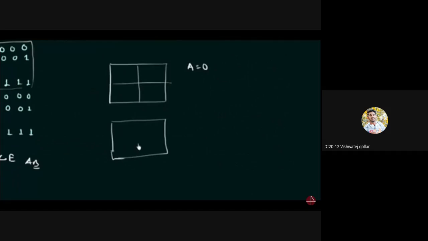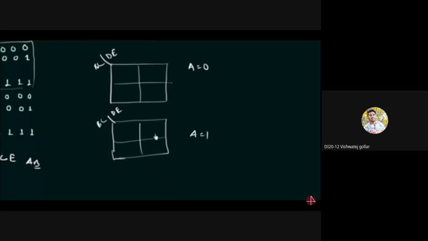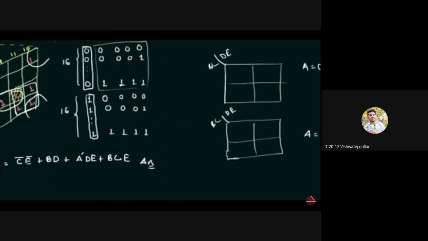First, you make the 4 variable K map. Assign A as 0 for this particular 4 variable K map, and then make another 4 variable K map in which A is 1, and just write B, C, D, E as we did in a 4 variable K map, and then combine the ones. But you must have a good imagination, and at the same time you must have good practice to do the combination in this 2-dimensional 5 variable K map.